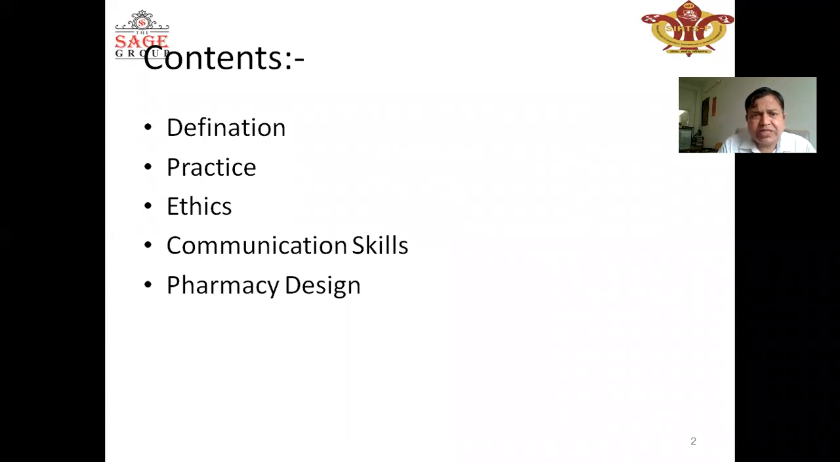What is community pharmacy. These are the contents we will study in this topic: definition, community pharmacy practice, ethics involved in community pharmacy, communication skills of the clinical pharmacist or community pharmacist, and pharmacy design. We studied design in hospital pharmacy also, but that is within a hospital. Now we are studying the design of community pharmacy.